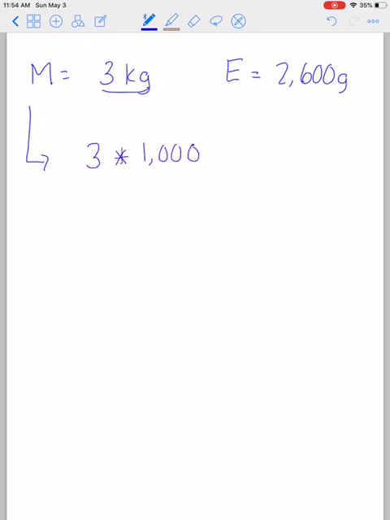I know that Michaela's roller skates, her 2 skates, was 3 kilograms. And Evander's 2 roller blades was 1,600 grams. So let's do Michaela's first. We have to figure out how much her skates weighed in grams. So 3 kilograms times 1,000 would give us 3,000.